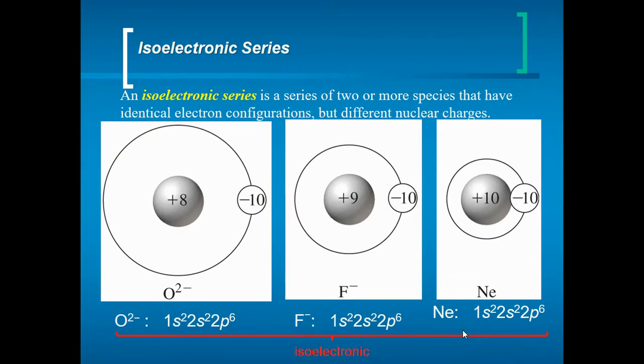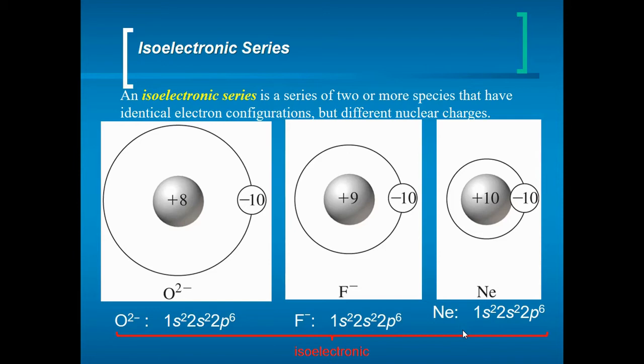That brings us to an isoelectronic series. An isoelectronic series is a series of two or more species, two or more atoms that have identical electron configuration. In other words, the same number of electrons, but a different nuclear charge, a different number of protons. An isoelectronic series has the same number of electrons, but a different number of protons.